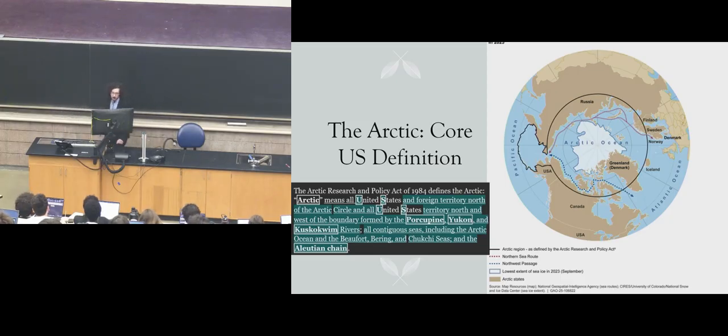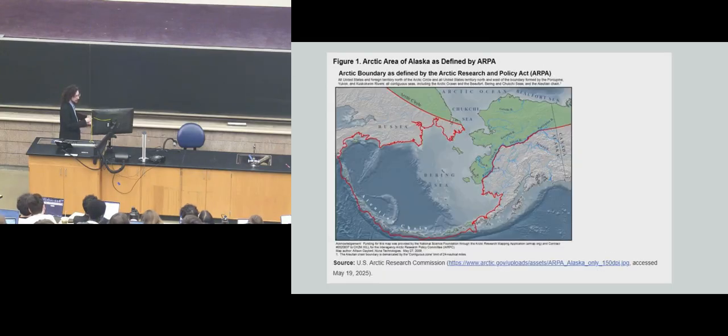Specifically, we've defined the Arctic as all US and foreign territory north of the Arctic Circle and north and west of the boundary bounded by the Porcupine, Yukon, and Kuskokwim rivers. All contiguous seas, including the Arctic Ocean and Beaufort, Bering, and Chukchi seas, and the Aleutian chain.